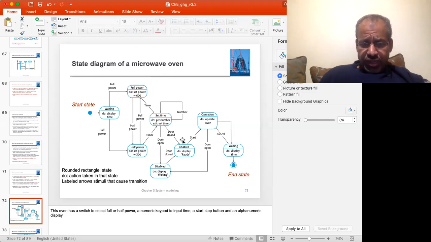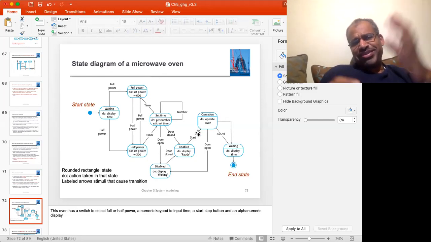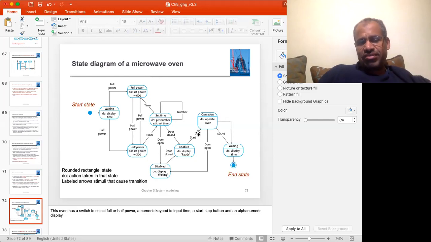For example, if the door is open after the time is being set, then the machine would not work. The door has to be closed for it to be enabled to function. And from that state, we can press start to make it actually operate. So it's a discrete, finite set of states, and we model very explicitly how the machine or the artifact would move from one state to the other under what condition.